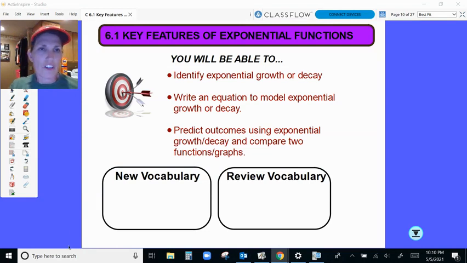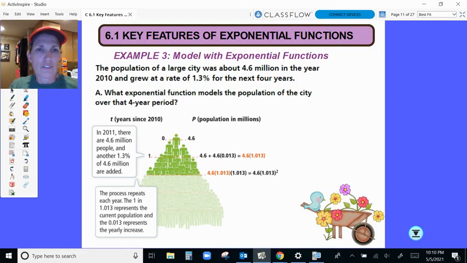Everybody, welcome back. We're going to finish up 6.1, exponential growth and decay. We're going to learn how to write an equation to model exponential growth and decay and predict outcomes.